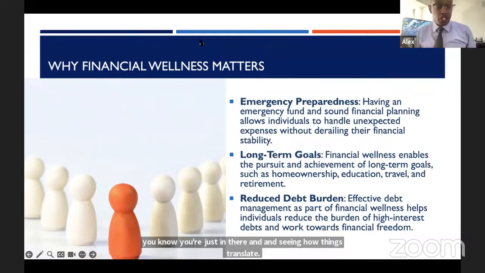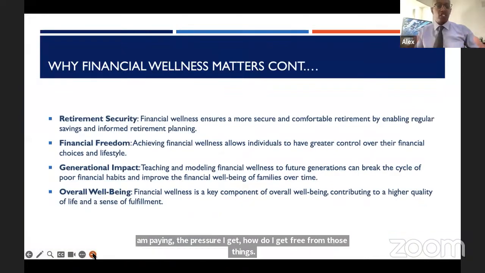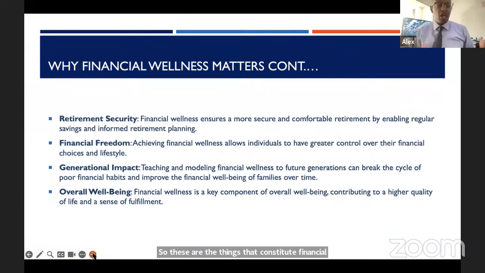How do you reduce debt between the various forms of debt that we will be discussing over the course of this course? We'll be discussing how I reduce the interest rates I am paying, the pressure I get, how I get free from those things. So these are the things that constitute financial wellness, planning for your retirement. And we'll discuss these things in detail.